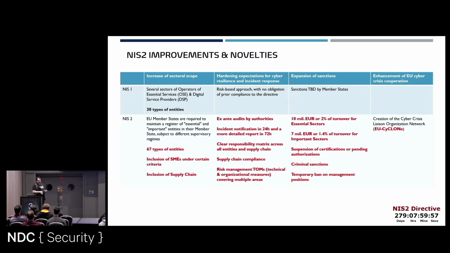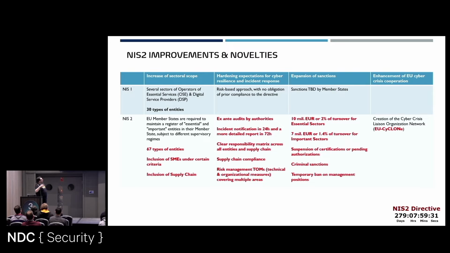As opposed to NIS1, any sort of audits done by authorities can be done voluntarily. They can just come in and ask for you to provide information instead of only being able to do so after an incident, like it's the case with NIS1 right now. The notifications, we'll talk about that in a minute. Supply chain compliance, I also mentioned.